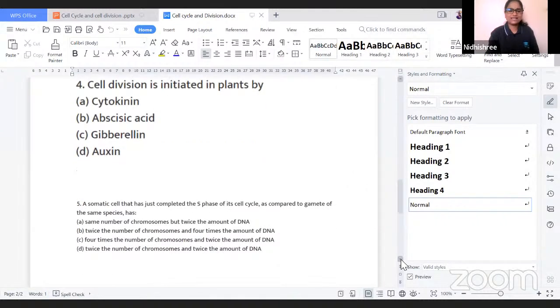Fifth question, a somatic cell that has just completed the S phase of its cycle, as compared to a gamete of the same species, has same number of chromosome but twice the amount of DNA, twice the number of chromosome and 4 times amount of DNA, 4 times number of chromosome, twice the amount of DNA, twice the number of chromosome, twice the amount of DNA. 5, 4, 3, 2, 1. Samarth answered option B. Option B is the right answer. So this is about cell cycle and cell division.